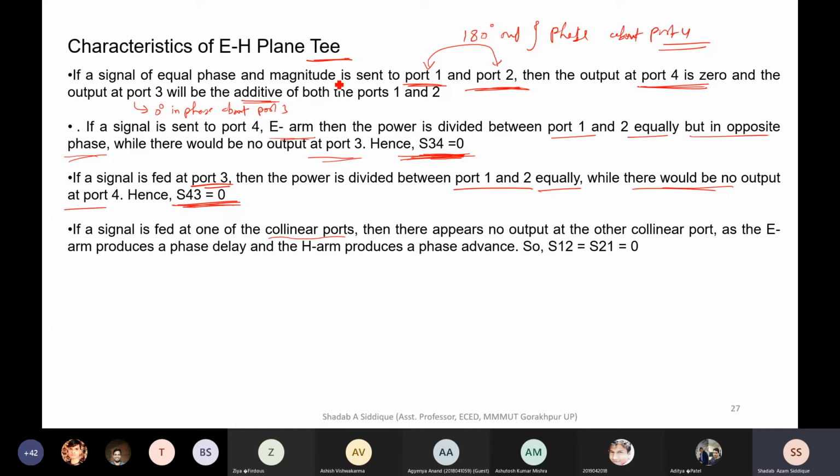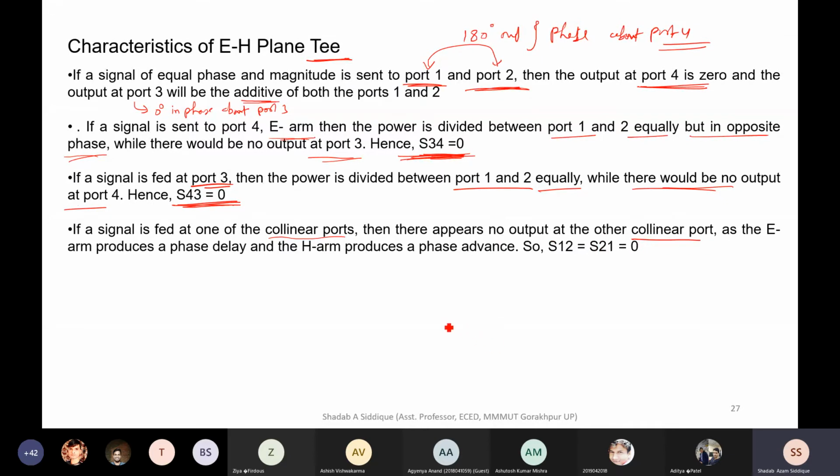If you are applying input at both port 1 and port 2, then what will happen? If we apply input at port 4, then what will happen? If we apply input at port 3, then what will happen? If we apply input at one of the collinear ports, that is port 1 or port 2, then what will happen? Then there appears no output at the other collinear port.